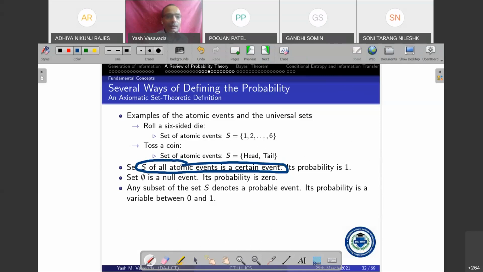And the set of outcomes where none of the atomic events happen is called the null event. Obviously, one of the atomic events has to happen, and so this null event has a probability of 0. Okay.